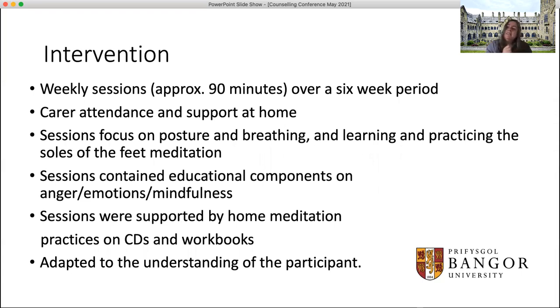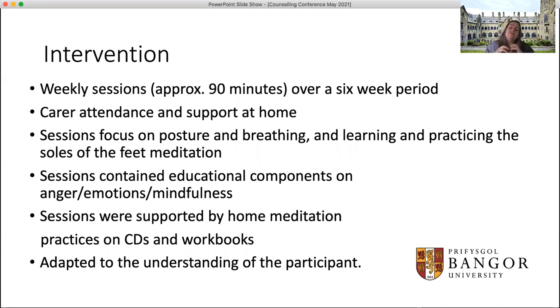Now, we wanted to make sure that the carer, and this could be paid carers or family member carers, were involved as well, so they could support the individual with these practices at home. And it's also been found to be effective for carers in helping them with their emotions and helping them deal with difficult situations and feelings as well.